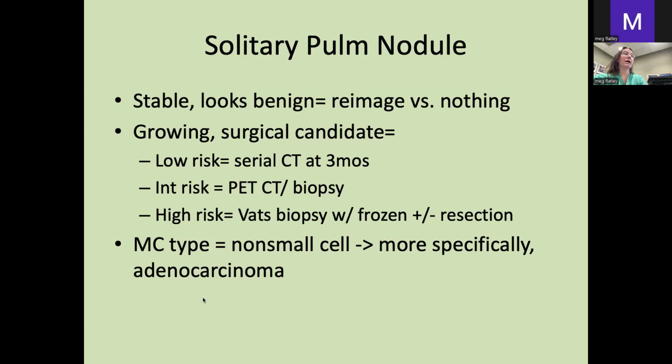And if the frozen comes back and it's benign, then you're done. And if the frozen comes back and it's malignant, then you have to do a formal resection so that you get that nodal harvest. And then I already put it up here. So the most common type of lung cancer is non-small cell lung cancer. And under the umbrella of non-small cell lung cancer, it's adenocarcinoma that makes up like 40% of the non-small cell lung cancer. So that is the most common kind of lung cancer.